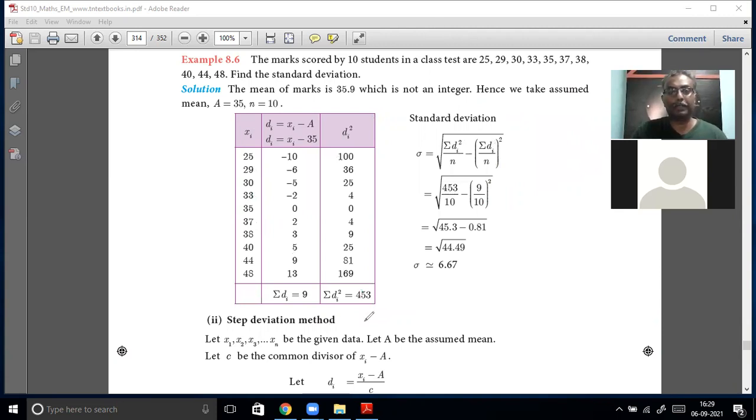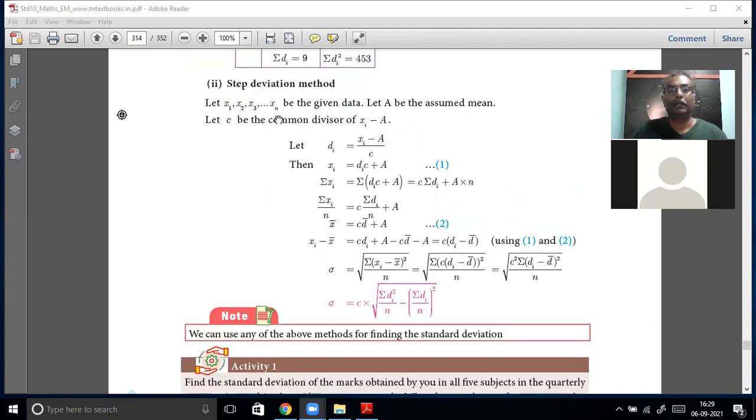Now let us go to the step deviation method. Step deviation method is also to simplify the calculation. Okay. Now let us see one example in step deviation method. X1, X2, X3 and so on is the given data. A is the assumed mean. C is the common divisor of X of I minus A. C is the class width, UCL minus LCL, that only is C. Usually C will be 10 or 5 or 8 like that.